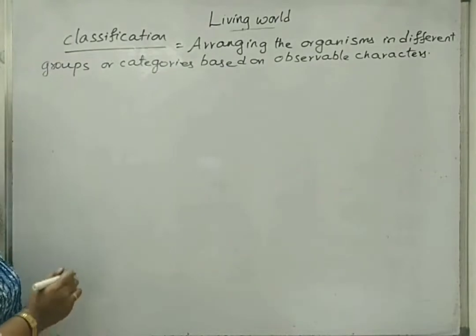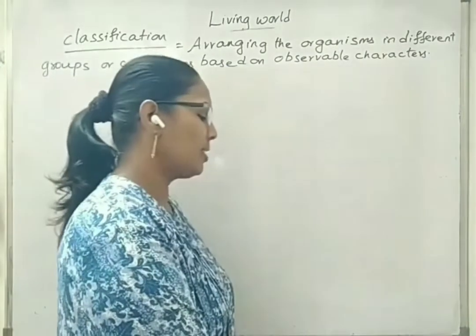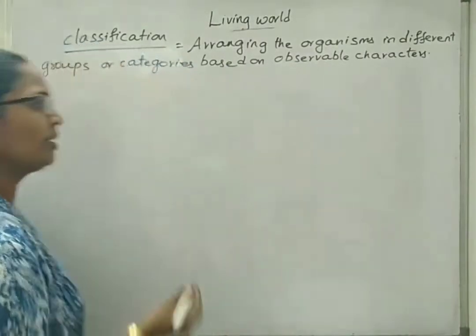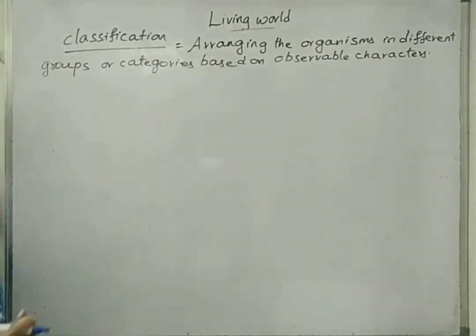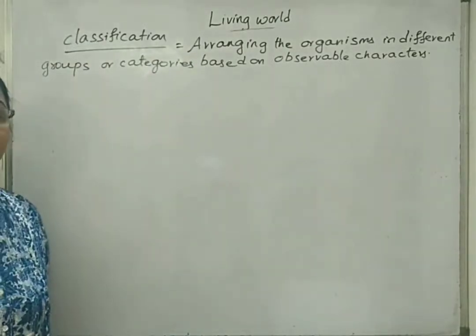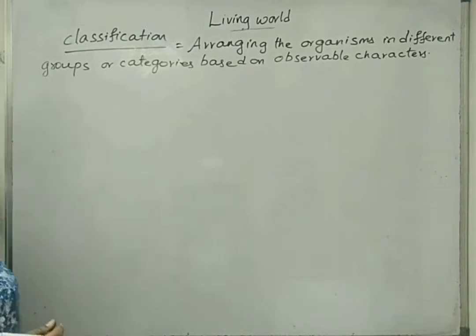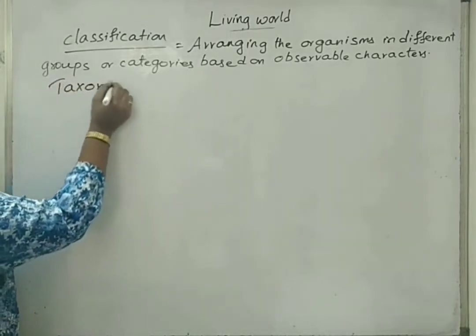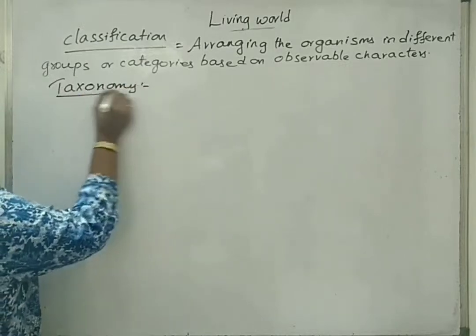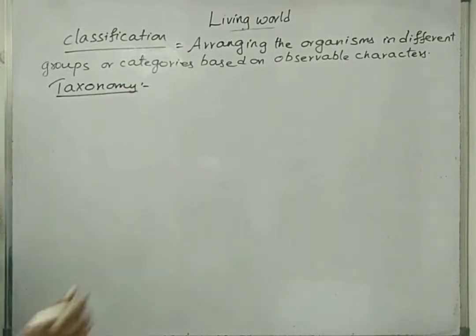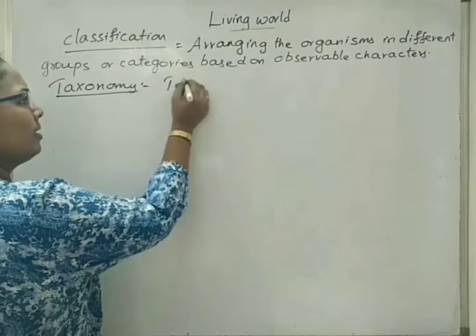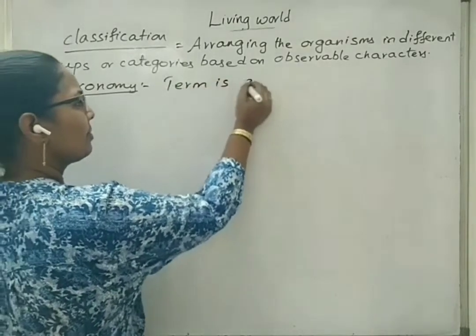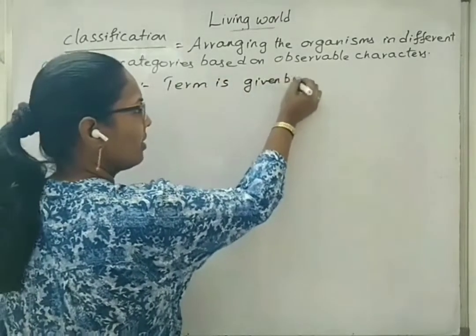For this, we have chosen important process that is called as taxonomy. So taxonomy is a branch of science that deals with identification, nomenclature and classification of organisms. So we have chosen the taxonomy to categorize the organisms into different groups. Taxonomy term is given by Candolle.